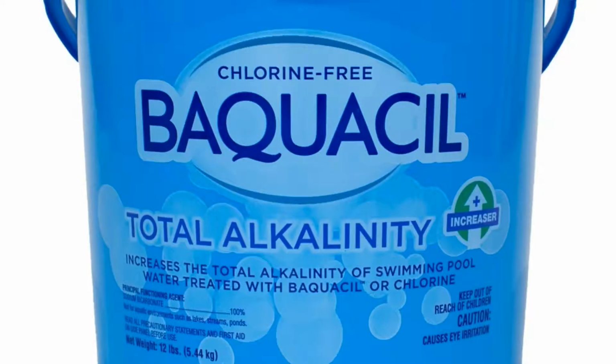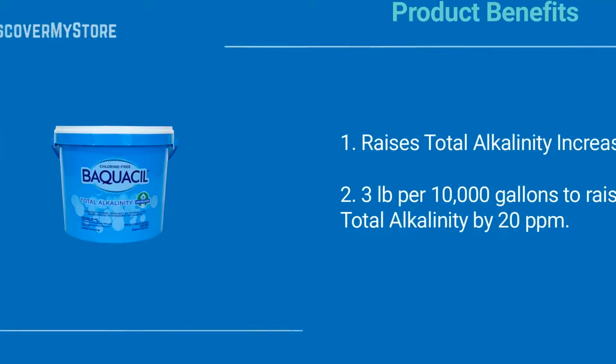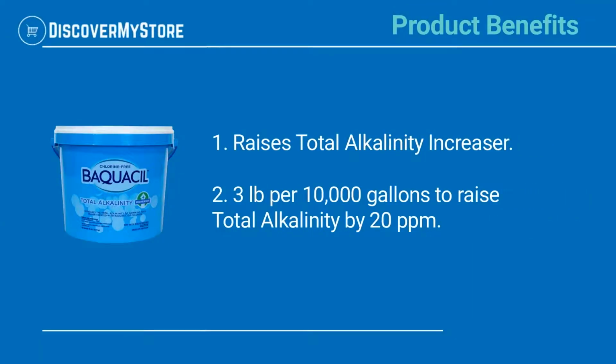What is Baquacil Total Alkalinity Increaser? Total Alkalinity Increaser is designed to raise the total alkalinity level in your Baquacil treated pool. Total alkalinity should be between 80 to 150 ppm. Product benefits: raises total alkalinity. Use 3 pounds per 10,000 gallons to raise total alkalinity by 20 ppm.